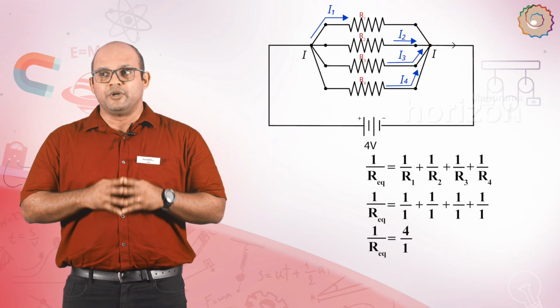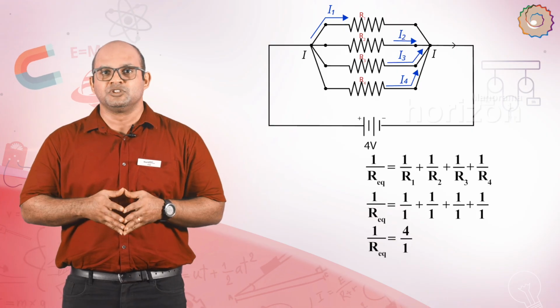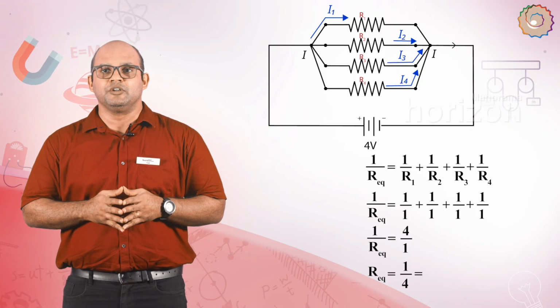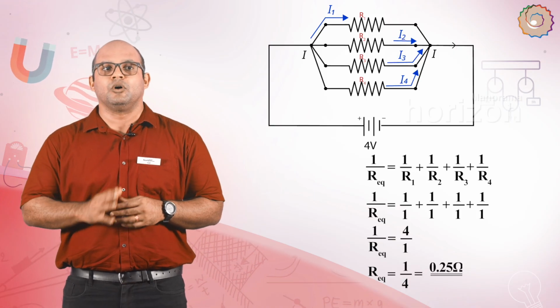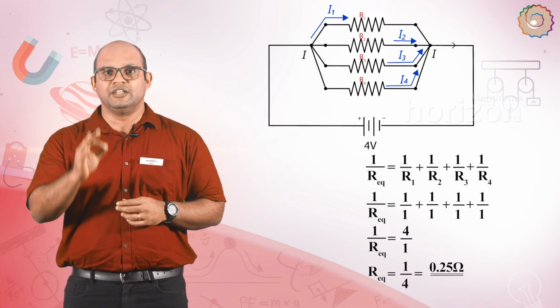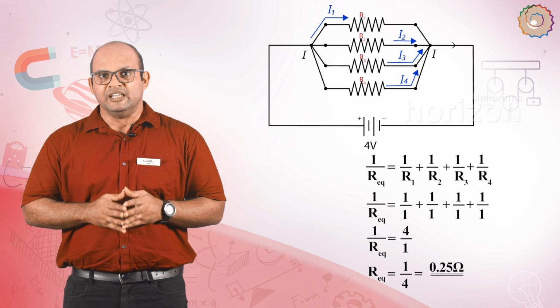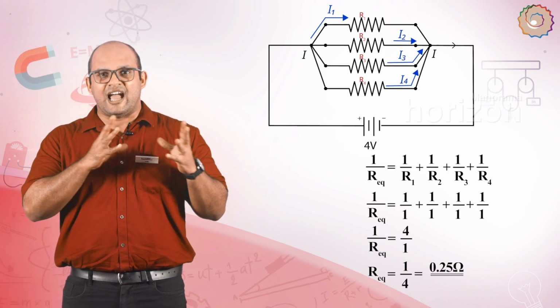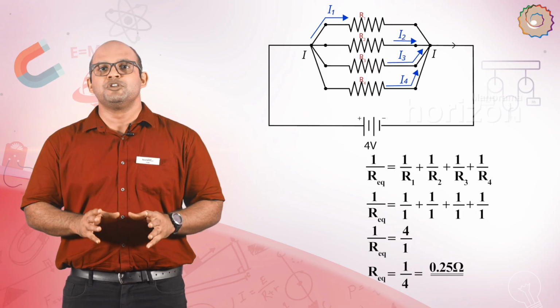So we now have to take a reciprocal. This is the step many students forget. You have to take the reciprocal. R equivalent is equal to 1/4 or 0.25 ohms. So you can see that in the case of a parallel connection, the equivalent resistance is actually lower than any individual resistance in that circuit.